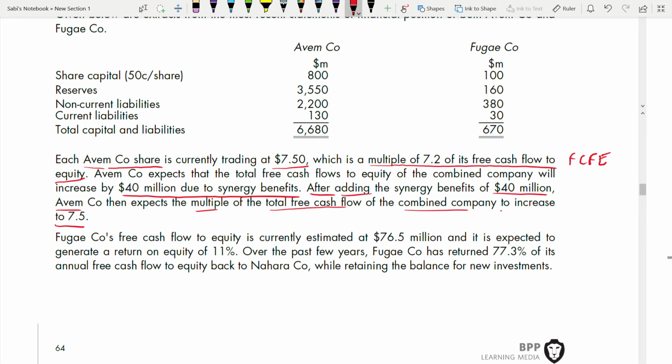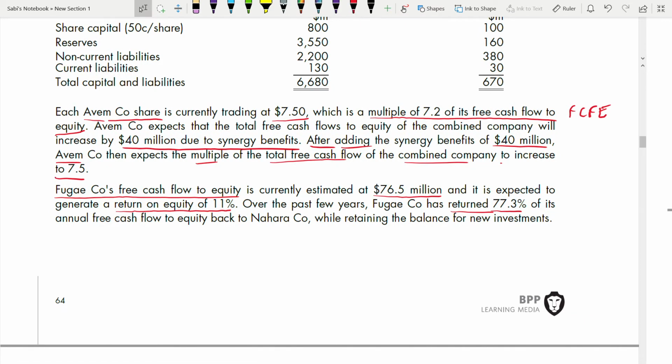Now, Fugai's free cash flow to equity is currently estimated at 76.5. And it is expected to generate a return on equity, cost of equity. Over the past few years, Fugai has returned 77.3% of its annual free cash flow to equity back to shareholders while retaining the balance for new investment. 77% they have returned. That means why this figure is given to you, we'll find out later.